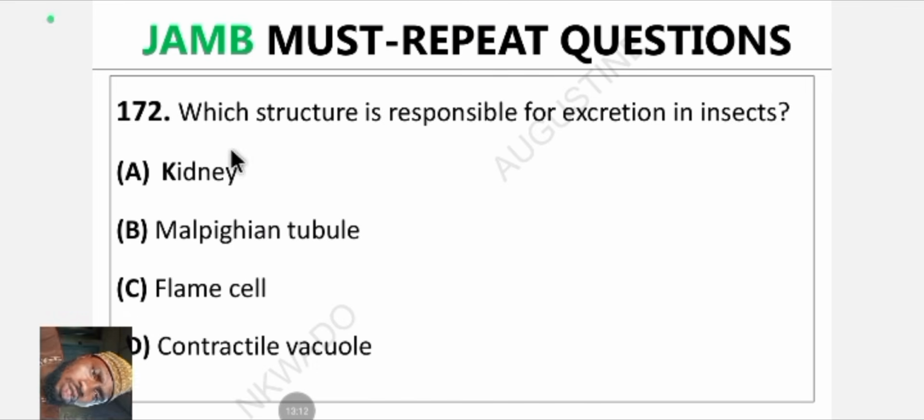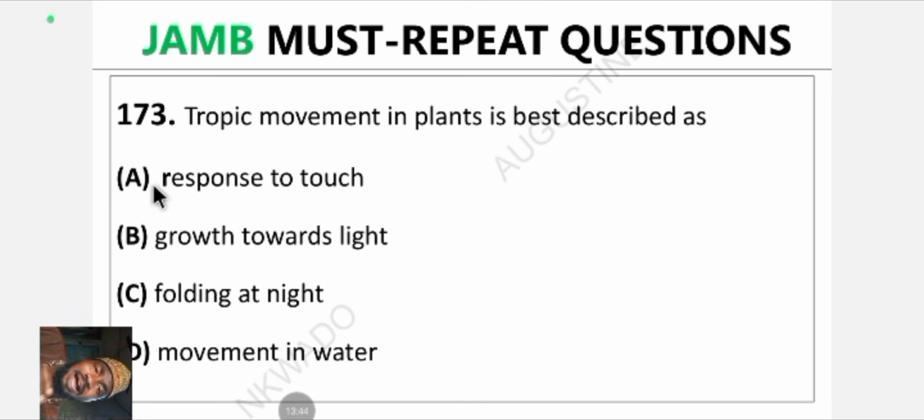Question 172. Which structure is responsible for excretion in insects? A. Kidney. B. Malpighian tubule. C. Flame cell. D. Contractile vacuole. What's the answer? Drop the answer in the comment section. Question 173. Tropic movement in plants is best described as A. Response to touch. B. Growth towards light. C. Folding at night. D. Movement in water. What's the answer? Drop the answer in the comment section.